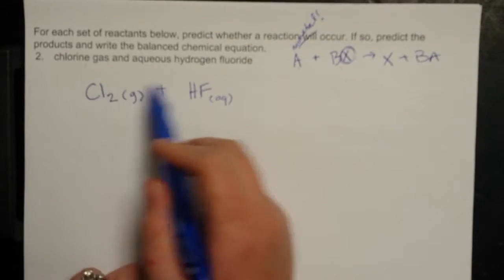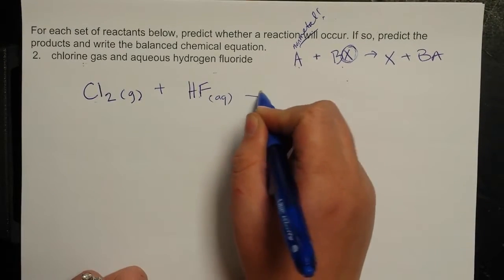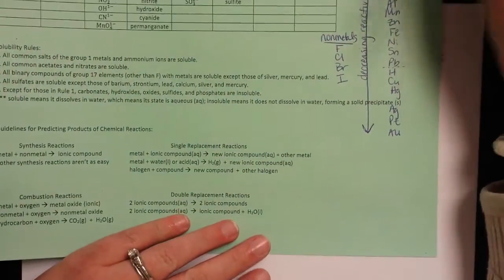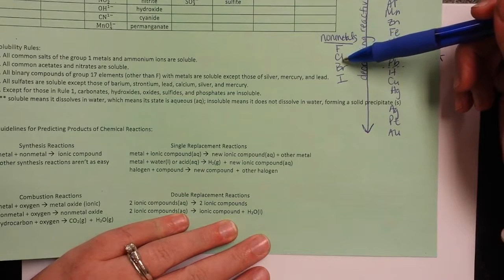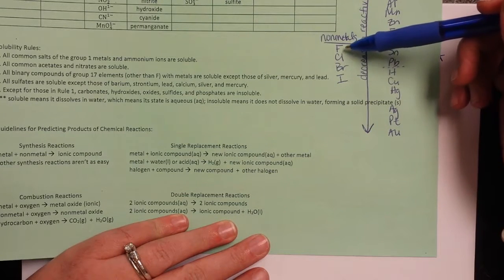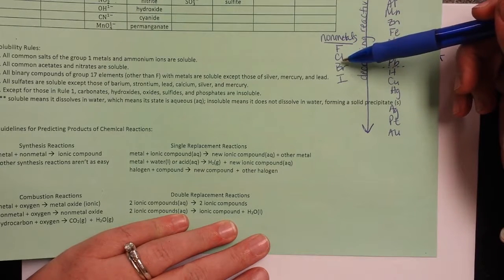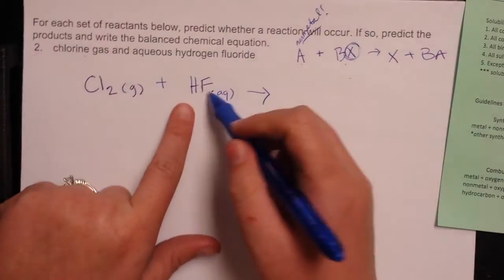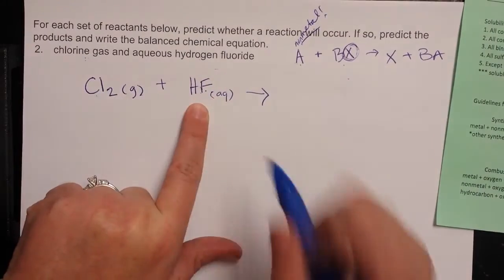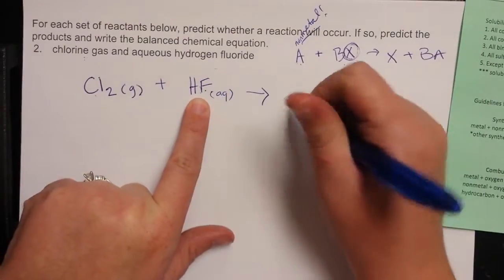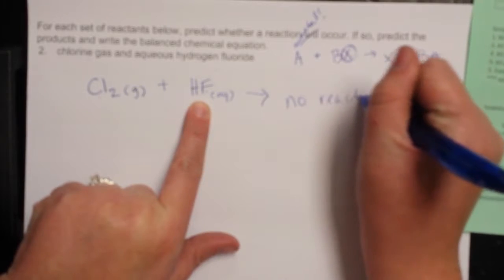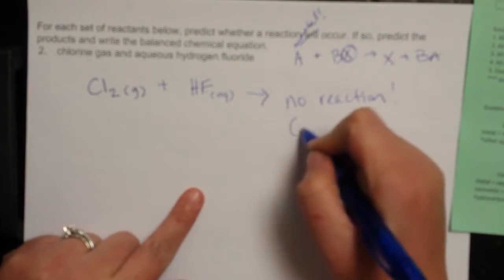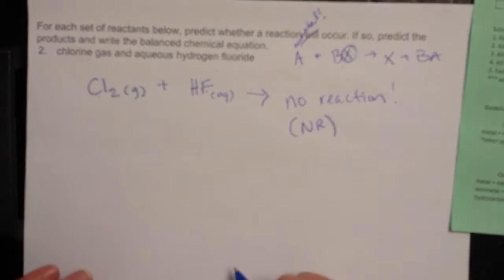And we need to see if chlorine is strong enough to knock fluorine out of its spot. So we're going to check our activity series. If you look at the activity series for nonmetals, we see fluorine is higher up on the list than chlorine, meaning it is more reactive. That means fluorine is going to want to stay in that compound more than chlorine wants to be in it. So fluorine is strong enough to hold on. Since it's stronger than chlorine in this case, more reactive really, no reaction will occur. You could just put NR for no reaction, and that will work just fine.